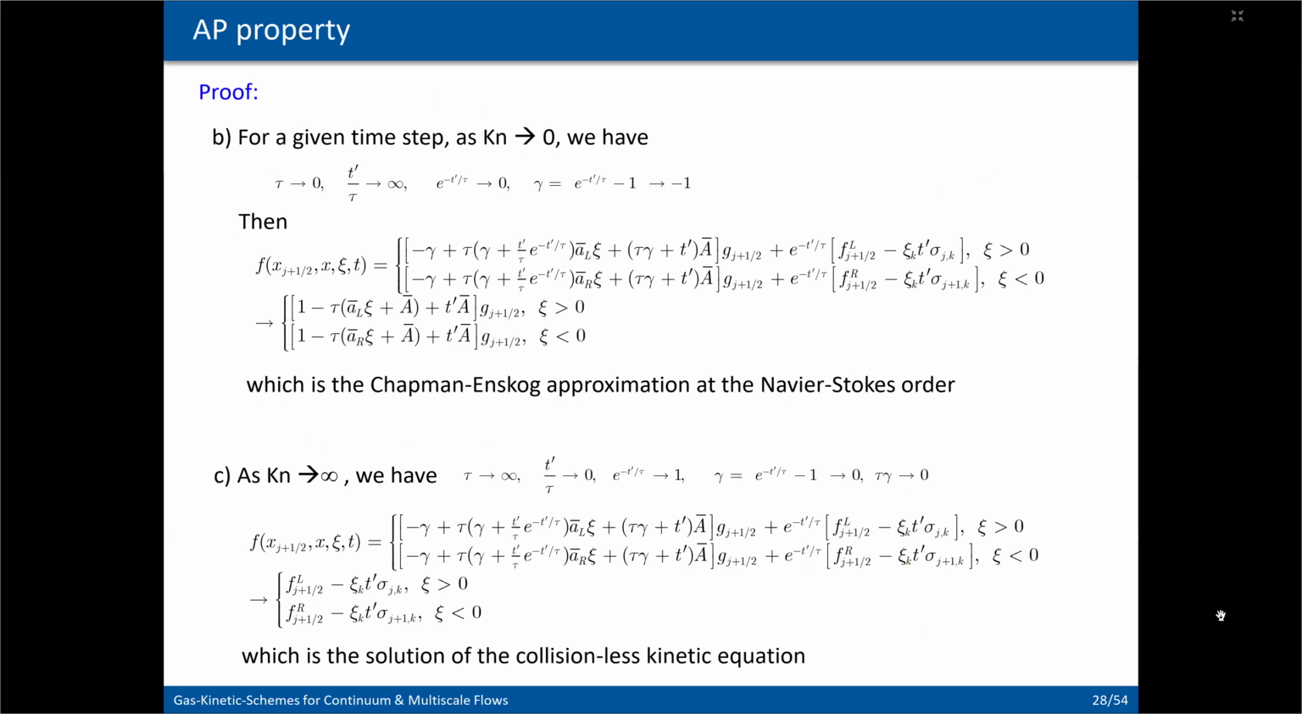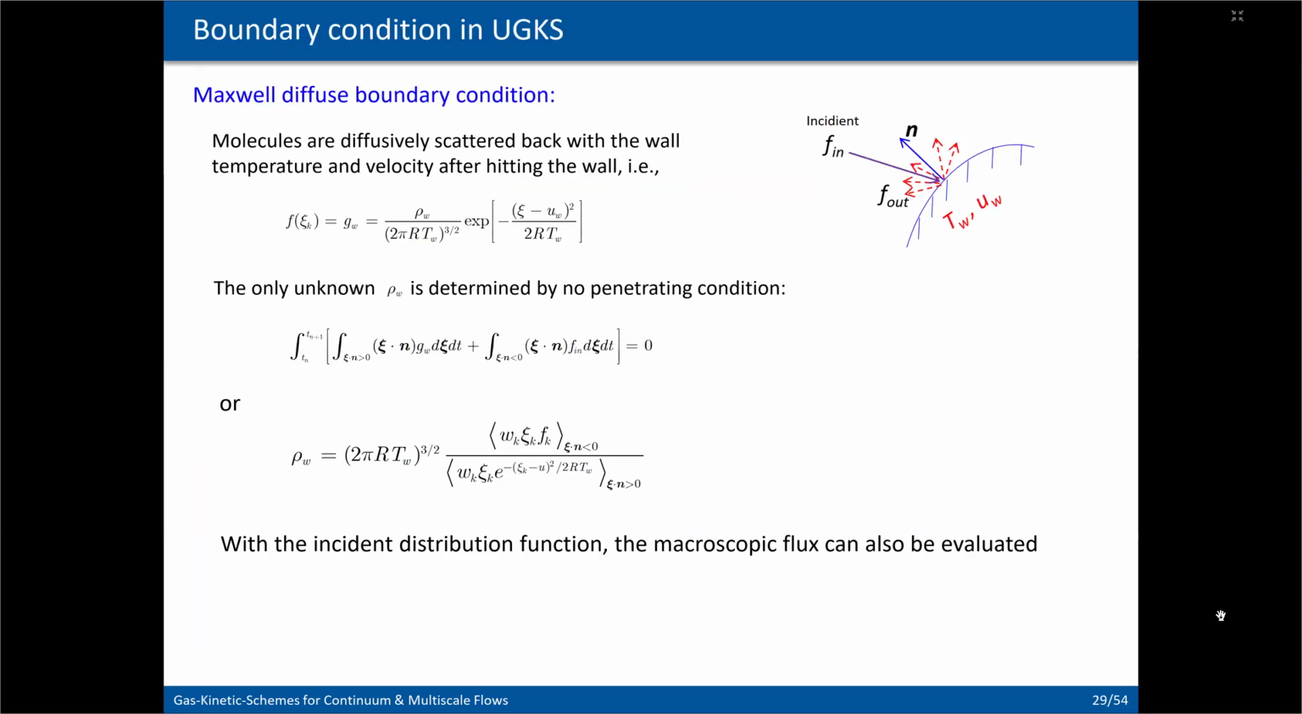We can give a mathematical proof. Actually, we can analyze the parameters in the two limits. In the two limits, we can prove that the AP properties hold exactly. For boundary conditions in the UGKS, we can use the diffusive boundary condition as in the standard kinetic theory.